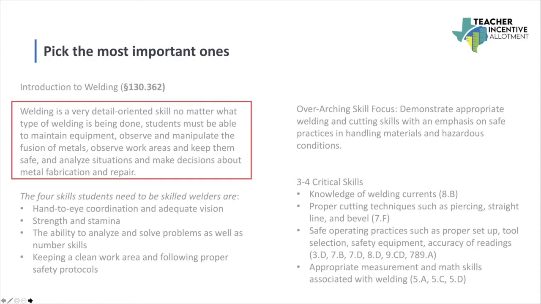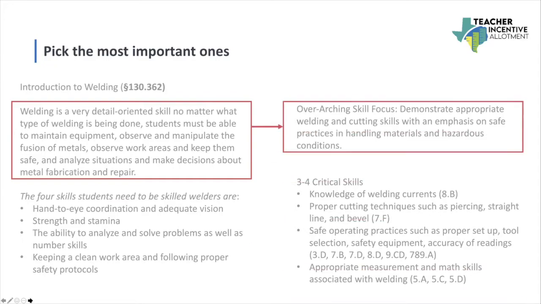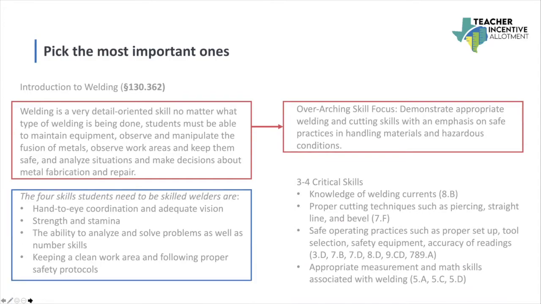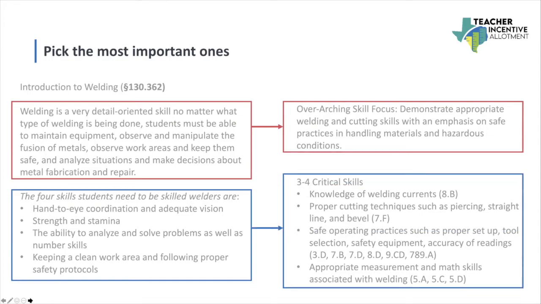The overarching skill focus for the entire year could read as, the student needs to demonstrate appropriate welding and cutting skills with an emphasis on safe practices in handling materials in hazardous conditions. That's something that is connected to the standards in various ways that can be measured throughout the entire year. And that statement can then be carried over into something like a student learning objective or portfolio. We'll talk about these here in just a minute. Then we have those 4 skill statements that the teacher detailed that can be connected to very specific standards.